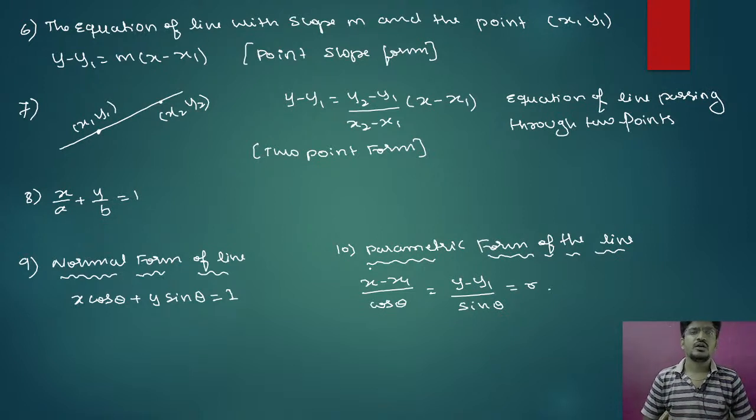Sometimes we have to learn some extra things when you come to the CET topics. So that's why you just go through it. The parametric form of the line is x minus x1 by cos theta equal to y minus y1 by sin theta equal to r. So this is called the parametric form of the line.